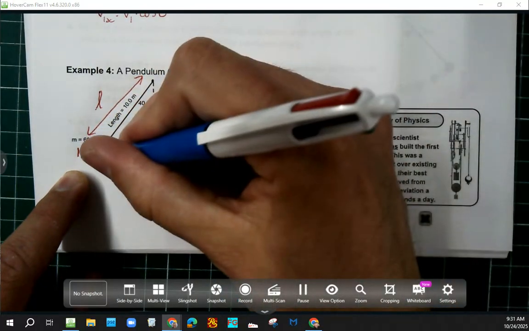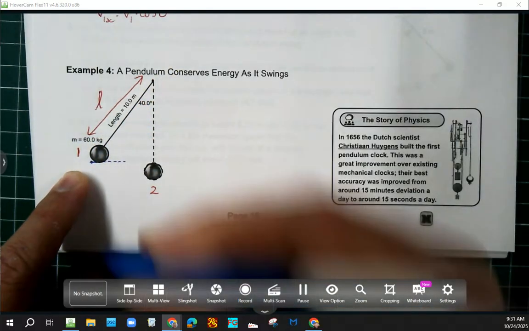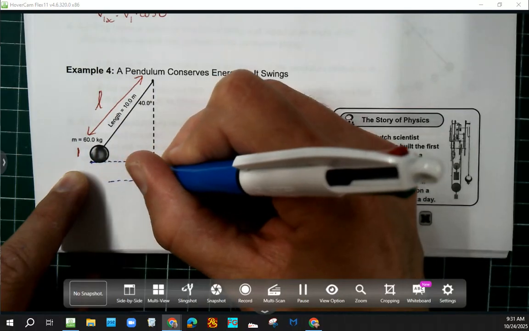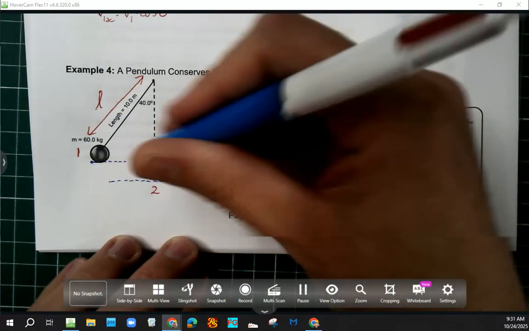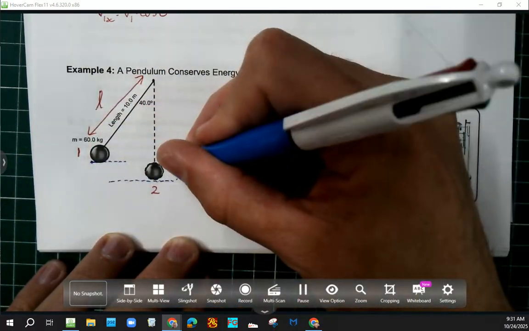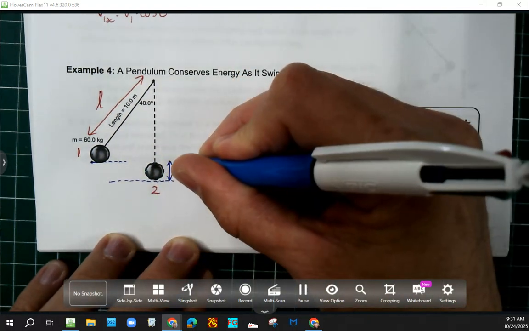At position 1, I'll just choose the bottom of the ball as my reference. At position 2, I'll choose the bottom of the ball as my reference. Remember, with conservation of energy, if this ball swings down, we're talking about a change of height. And so the change of height between position 1 and position 2, we could talk about it as h.